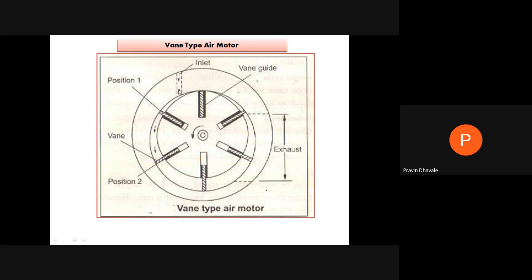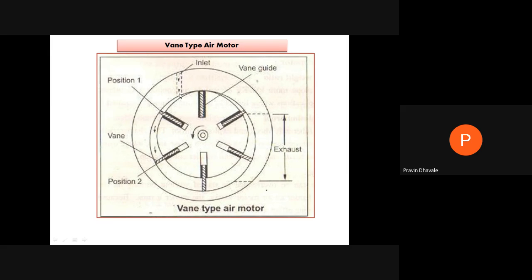This is the inlet, air comes in from here. It will get trapped between the pocket of two vanes and the casing. Then it will be moved toward the exhaust. This shows the exhaust. Air comes in from here, gets compressed, reaches the exhaust, and goes out from here.